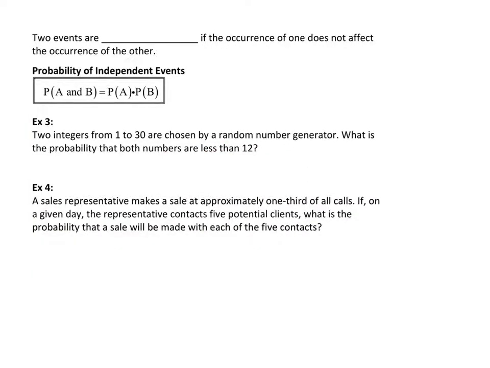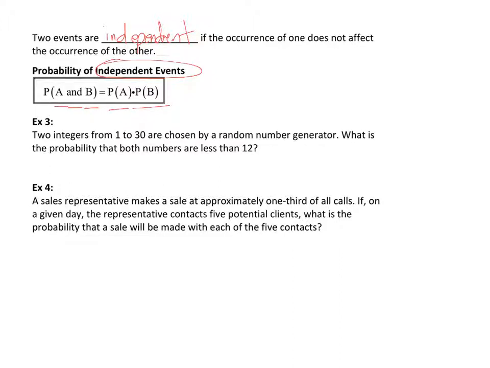Next idea. Two events are independent if the occurrence of one does not affect the occurrence of the other. The probability of independent events: what's the probability of event A and B? If they're independent events, it's the probability of A times the probability of B. So let's go through a couple examples of this.